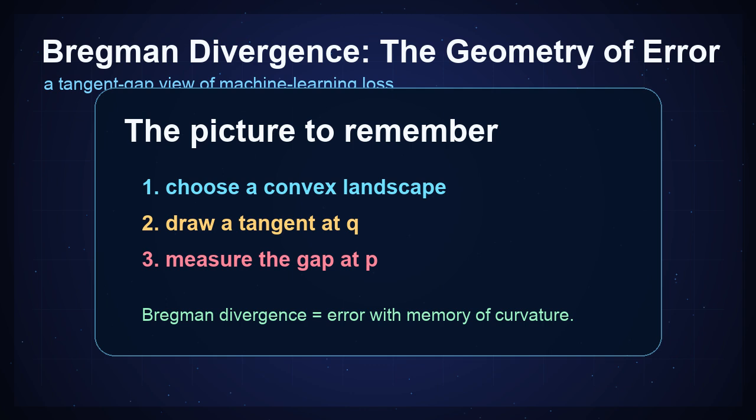There is one catch: it usually is not symmetric. Going from Q to P can cost a different amount than going from P to Q, because the tangent is drawn at the starting point.